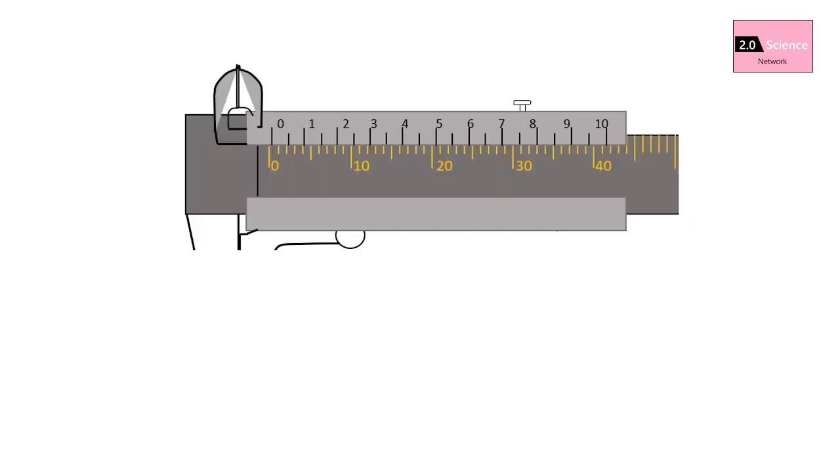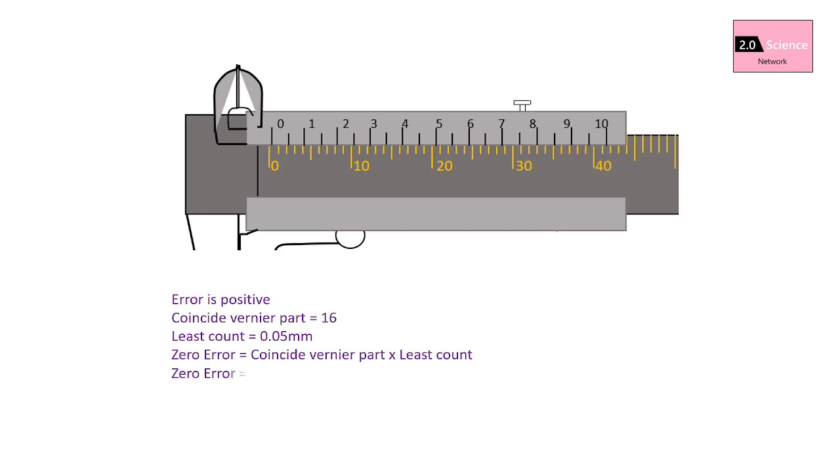What is the value of this caliper error? You can see the Vernier 16th mark coincides with a main scale value. It is indicated as the 8th mark, but actually it is the 16th mark. The least count equals 0.05 millimeters. If you want to know how to calculate the least count, you can go through the above card link. Error is positive 0.8 millimeters.